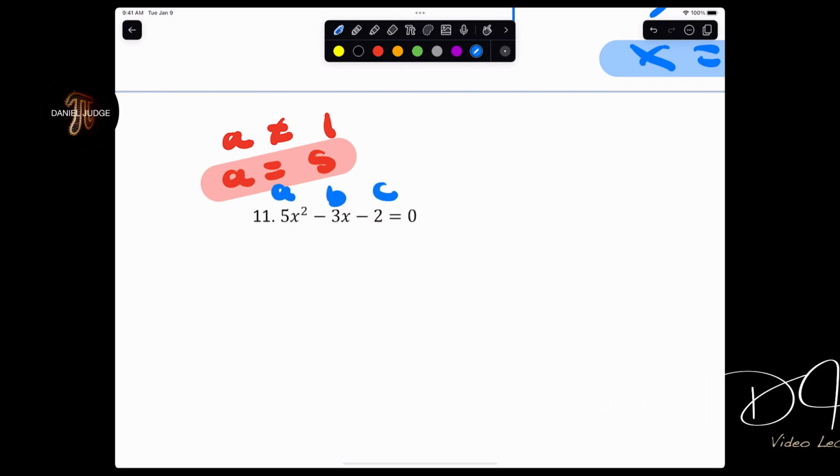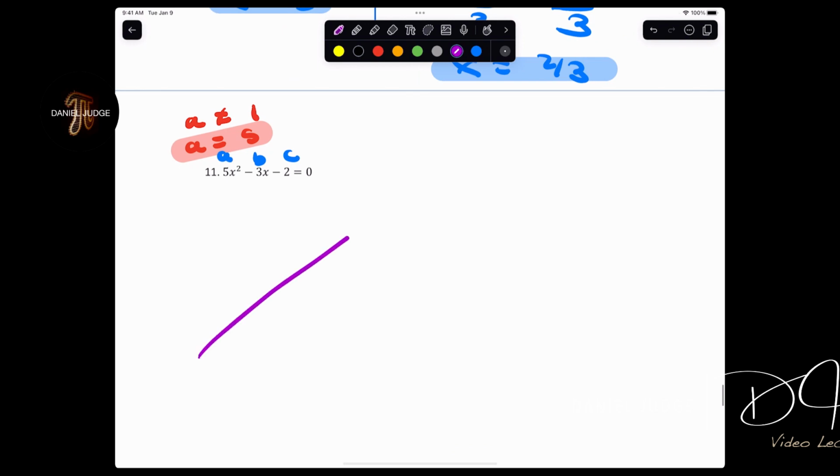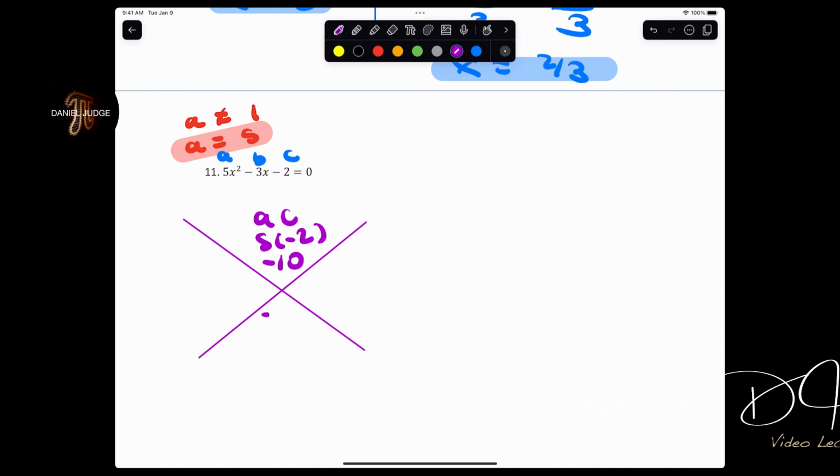A, B, C. So, two numbers whose product is A times C. So that's 5 times -2, which will be -10. The sum will be B. So we got A times C here, which is -10, and then the sum is -3 here. It's your B value.